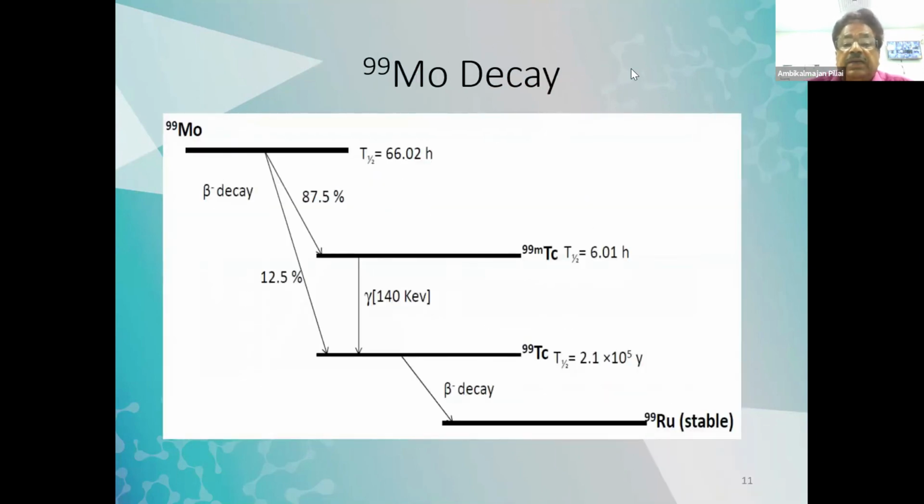So this is the molybdenum decay graph. The molybdenum 99 is there. About 87% of molybdenum decays to technetium 99m, which is what we use for imaging. About 12% of it goes directly to technetium 99g. This is not available for imaging, so this is what we try to separate. And both the technetium 99m and 99g will decay to ruthenium, which is a stable element.